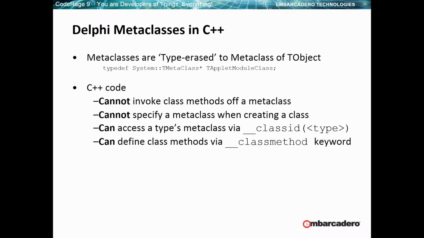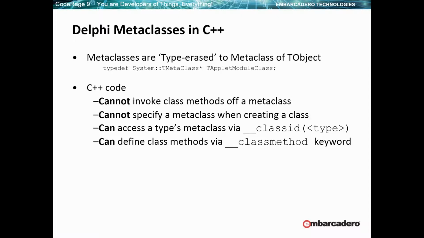But the things that you can do: you can access a type's meta class. That's the __classid keyword. And you can also define class methods in your class, and those automatically become methods of the meta class. So if you declare a new class, let's say TFooBar, and it derives from TObject or any other class of the FMX or VCL or RTL hierarchy, and you declare new methods in it, and you tag those methods as class methods, they are really methods of the meta class of this class. So those two things C++ can do. You can add methods, and you can access, but you can't specify the meta class when you're creating one, and you cannot invoke class methods off a meta class.